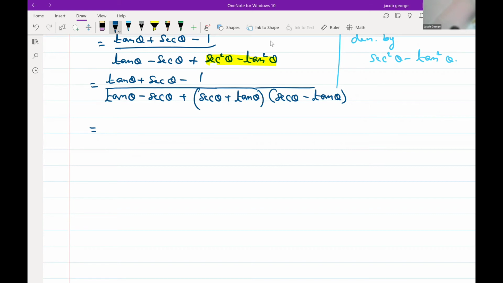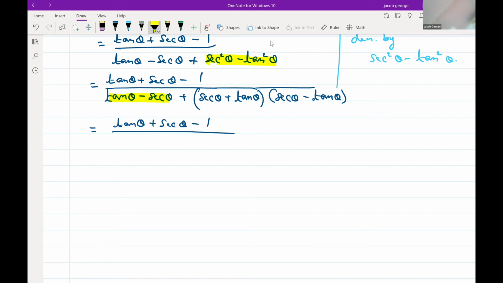Okay, sec theta plus tan theta into sec theta minus tan theta. That will become tan theta plus sec theta minus 1 upon. Now from these two terms, I will take minus outside because sec theta minus tan theta is here. So we are going to take sec theta minus tan theta outside, but this is tan theta minus sec theta.